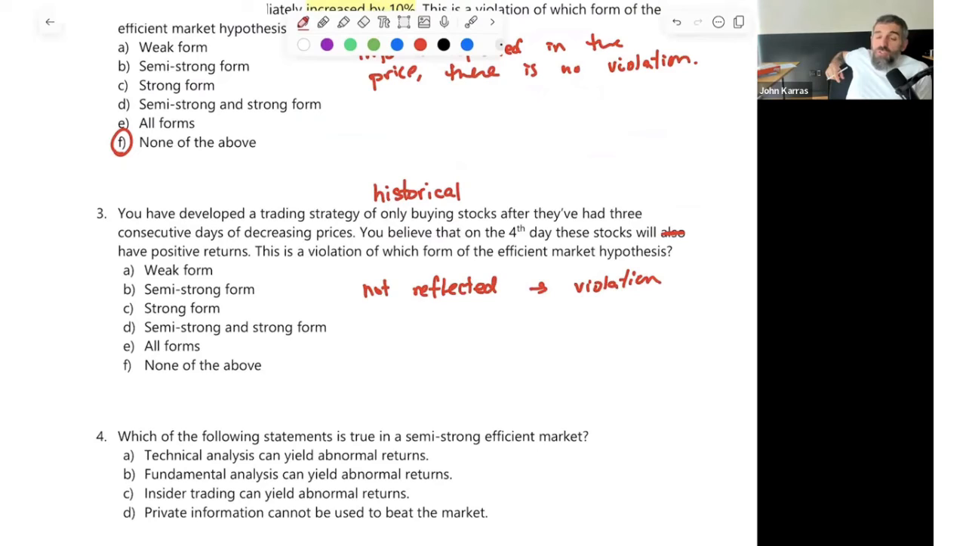And then this is where you decide. And this is where it's okay to associate a type of information with a particular level. So historical, you should be associating that with weak form. So this is a violation of the weak form of the efficient market hypothesis.